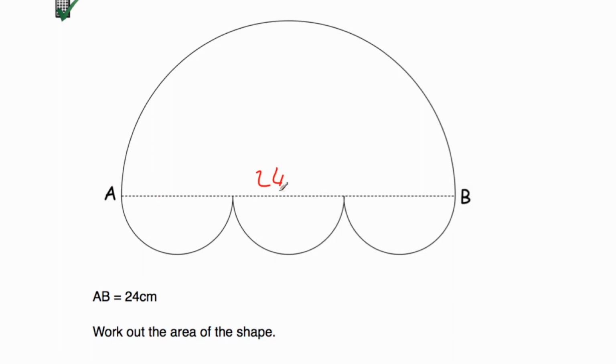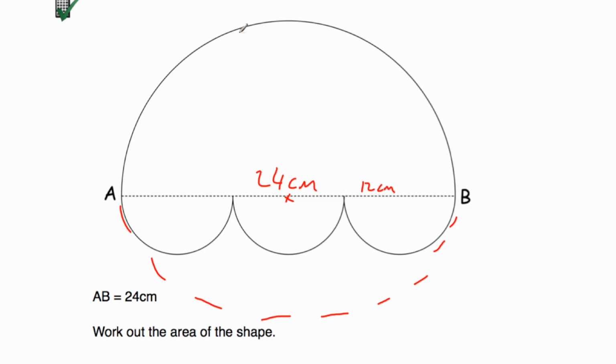It has a length here of 24 centimeters, so from here to here is 24. And if we turn it into a circle, if we pretend that's a whole circle, we can do pi r squared to get the area of the whole circle, and then halve it to get the area of the semicircle. So for this whole circle, its radius would be halfway across, which would be 12 centimeters. So the radius of this whole circle is 12 centimeters.